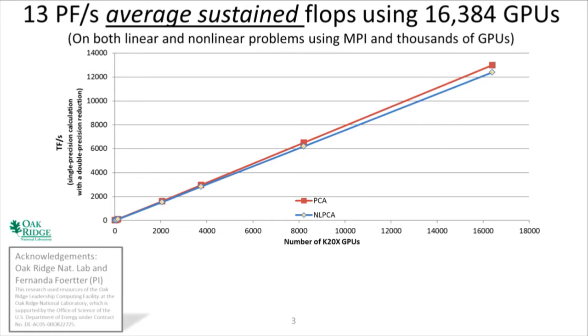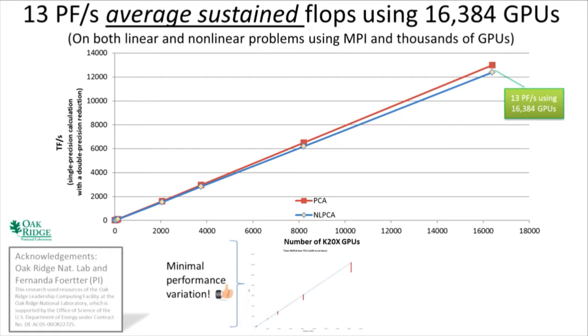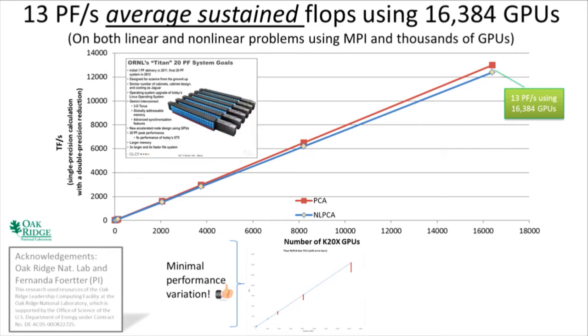Acknowledgements: thank you to Fernanda Foertter for helping me get the time on the Oak Ridge Titan supercomputer. Notice that's 13 petaflops on 16,000 GPUs, which is still only a portion of the machine. There's minimal performance variation. The red line that you see dropping down is the variation that we see, which is why the average sustained performance is so critical, because you have network traffic and latency when you get to large problems, in this case 16,000 GPUs.